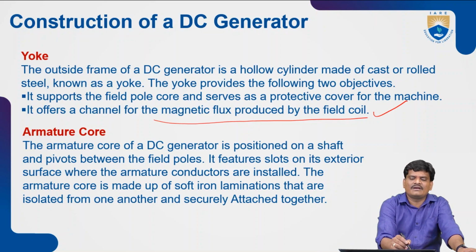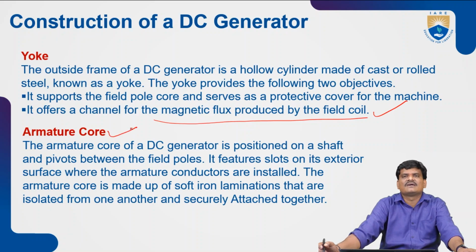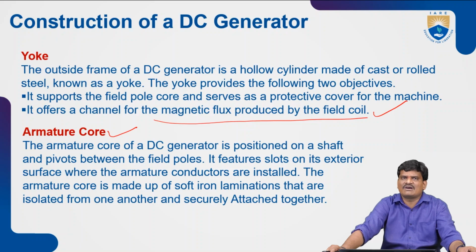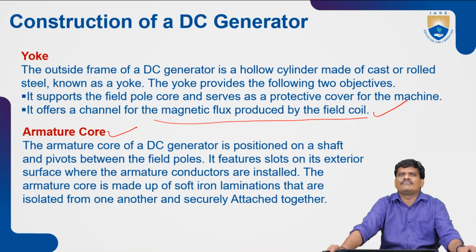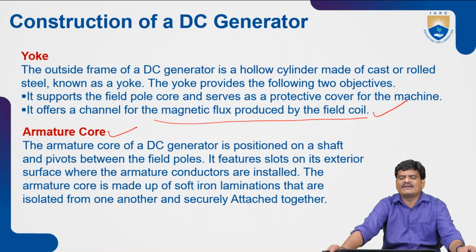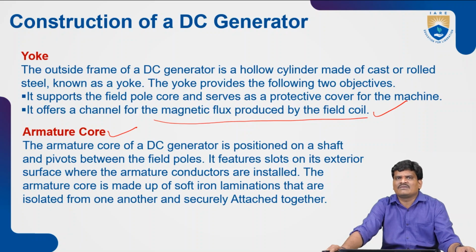And the next important component of a DC generator is the armature core. The armature core of a DC generator is positioned on a shaft and pivots between the field poles. It features slots on its exterior surface where the armature conductors are installed, and this armature core is completely made up of iron laminations that are isolated from one another and securely attached together. So what is the main purpose of having this particular armature core?